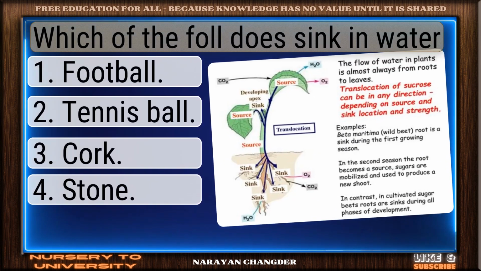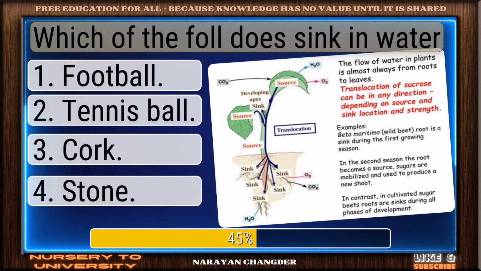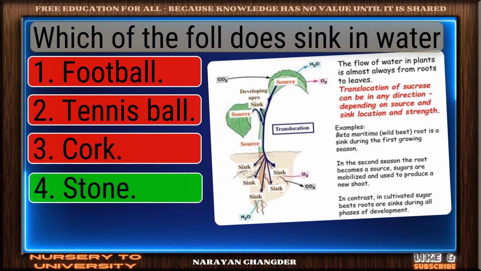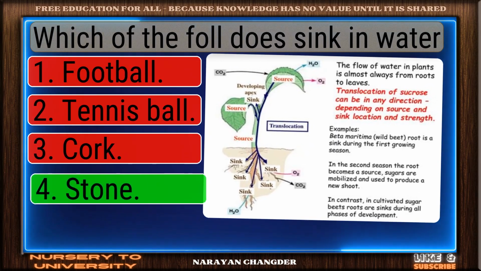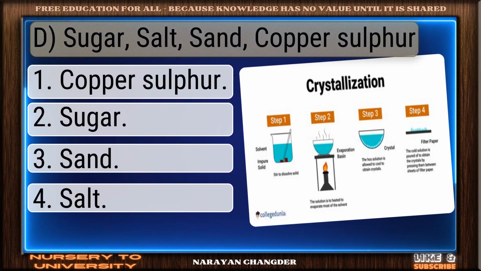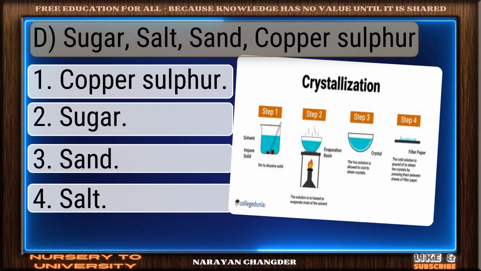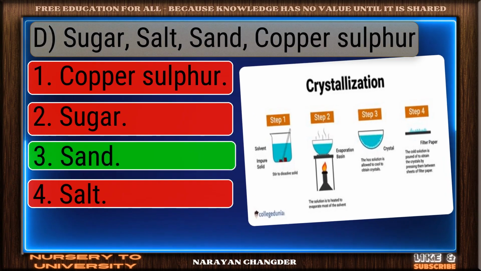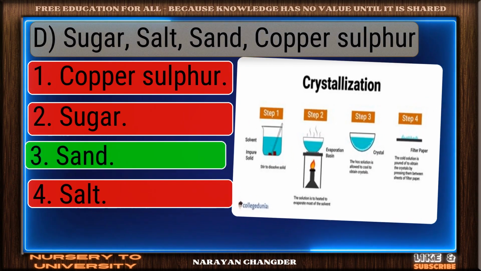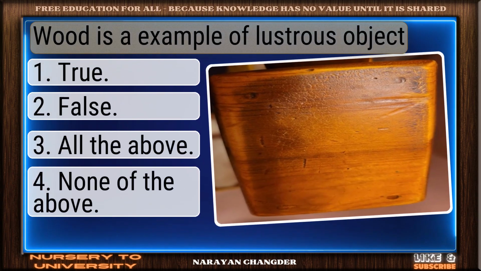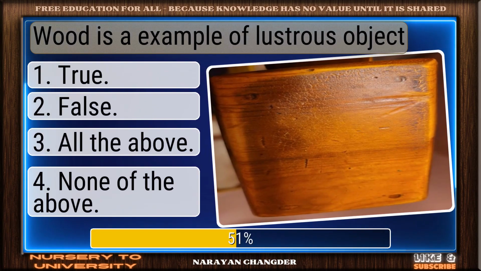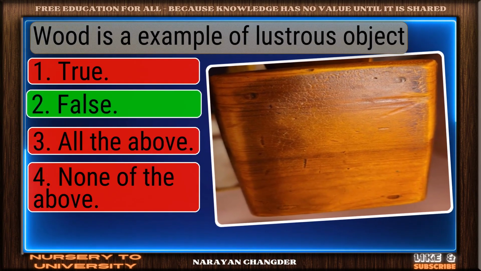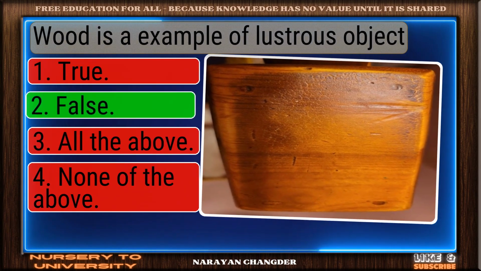Which of the following does sink in water? Strong choice. Stone is the right answer. D. Sugar, salt, sand, copper, sulfur. Correct. Sand is the right answer. Wood is an example of lustrous object. Excellent choice. False is the right answer.